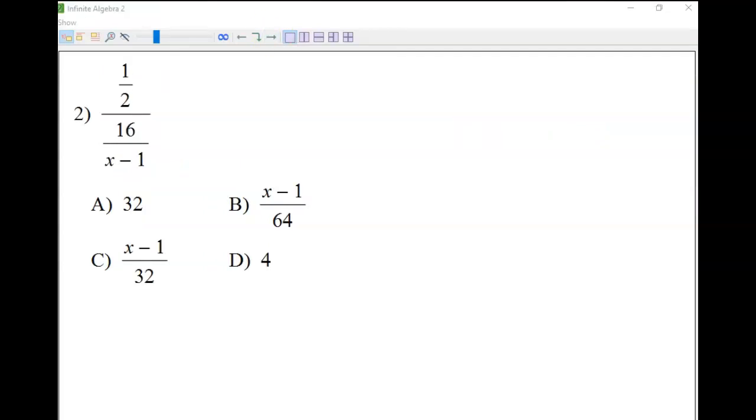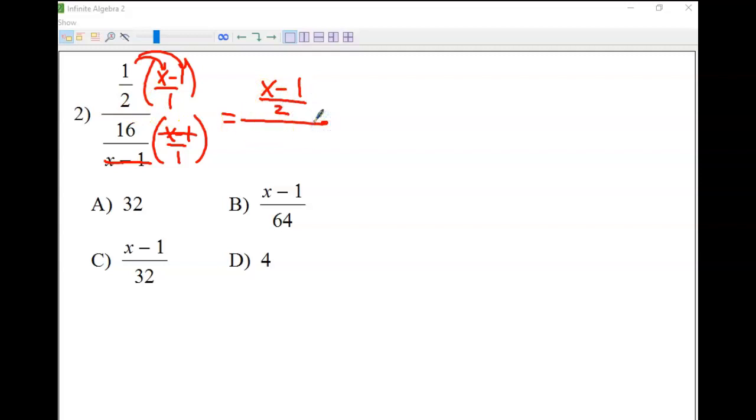Same thing, just dealing with binomials instead. So we're going to multiply the top and the bottom by x minus 1. And it's a good idea to cancel before you multiply. 1 times x minus 1 you would need to distribute, but that doesn't really matter here because it's just 1. 2 times 1 is 2. And 16 is going to be on the top now, and 1 is on the bottom, which means we don't really need to write that.